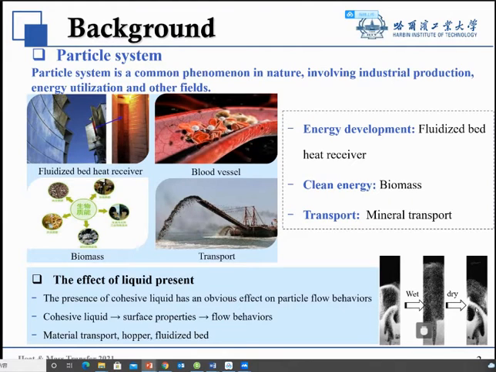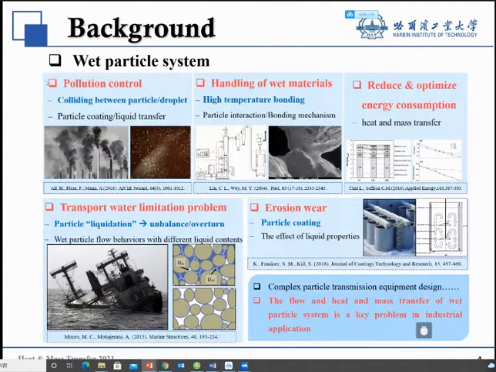dry particle system. So it's very important to investigate the effect of liquid presence on the particle systems. For this page, I will introduce why I'm going to investigate the wet particle system. Because the wet particle system is very common in pollution control, handling wet materials, and transport-limitation problems.